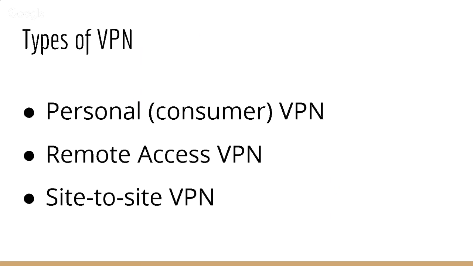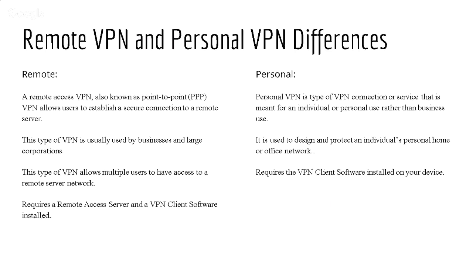The most common types of VPN, or virtual private network, are a personal or consumer VPN, a remote access VPN, and third, the site-to-site VPN. Before we go in further, we'll be talking a little bit about the differences between remote VPN and personal VPN.